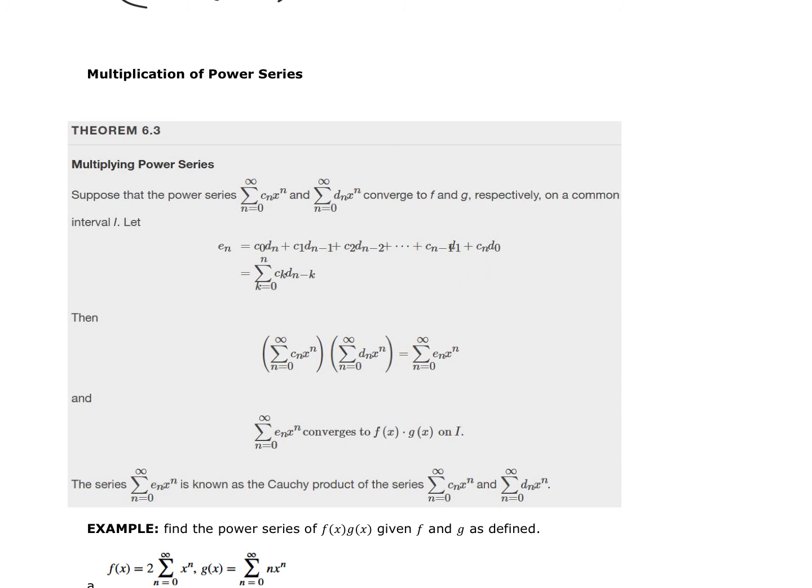So in other words, the very first coefficient on my c series will be multiplied by the last coefficient on my d. When I get down to the end, my last coefficient on my c is going to be multiplied by the first coefficient on my d. If that's true, then the multiplication is going to be n equals 0 to infinity of e sub n x to the n, and it will converge on the multiplication of these two.